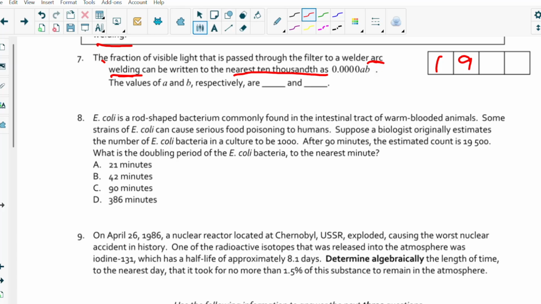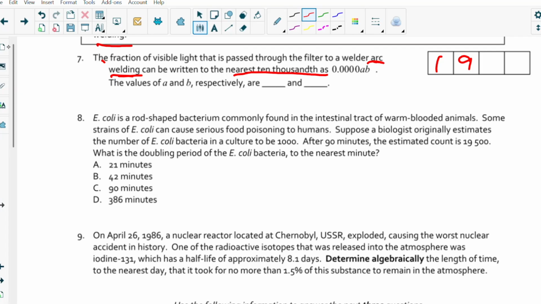Okay, E. coli is a rod-shaped bacterium commonly found in the intestinal tract of warm-blooded animals. Some strains of E. coli can cause serious food poisoning to humans. Suppose a biologist originally estimates the number of E. coli bacteria in a culture to be 1,000. After 90 minutes, the estimated count is 19,500. What is the doubling period of E. coli bacteria to the nearest minute?